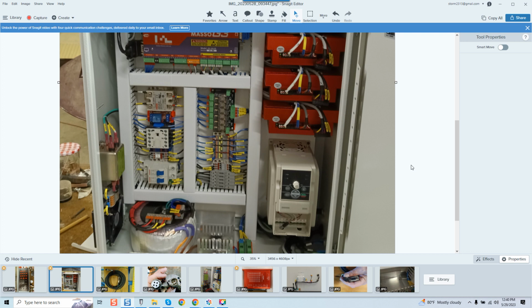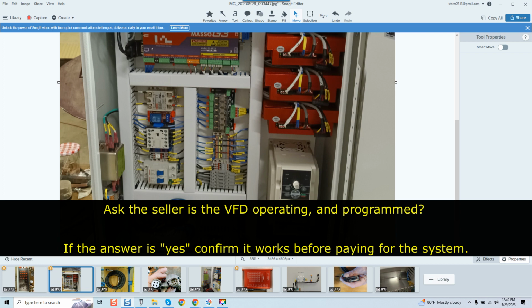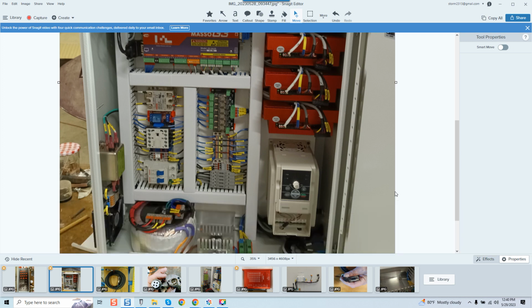Because the thing to keep in mind, even with something as simple as a VFD, if it's a brand that you can't find all of the settings for, you're going to have a hell of a time trying to set that unit up without destroying something. And this is something that is always overlooked.